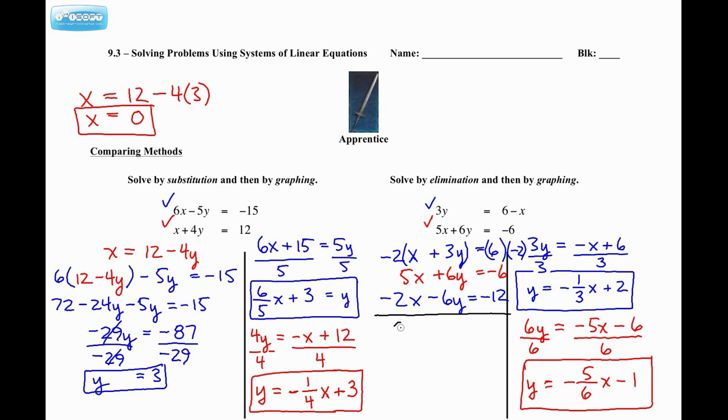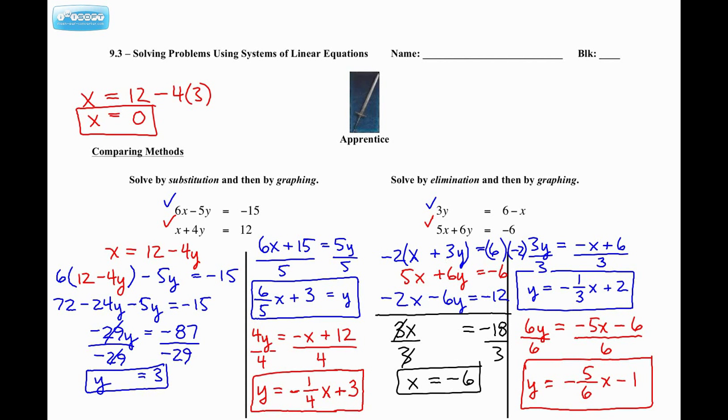So here I get 3x, because 5x take away 2x is 3x. My y's cancel, and I get negative 6 take away 12. That's just negative 18. So to solve for x, it's quite simple. I get x is equal to negative 6.